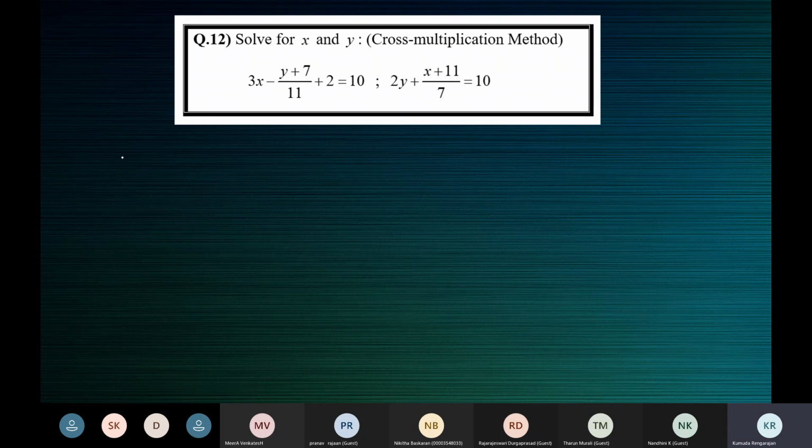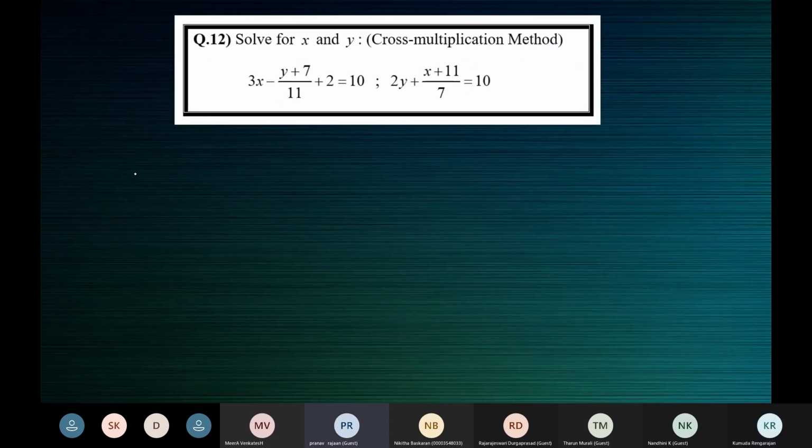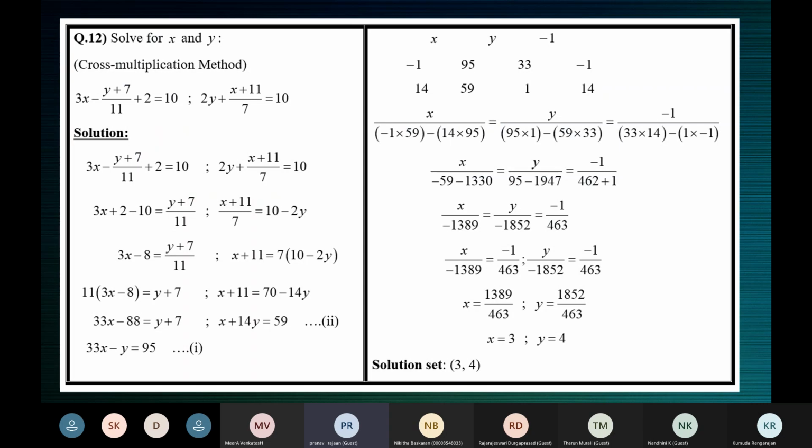Read out the equations, children. Somebody's mic is enabled. Please disable your mic. If there's noise in the background, please don't enable your mic.